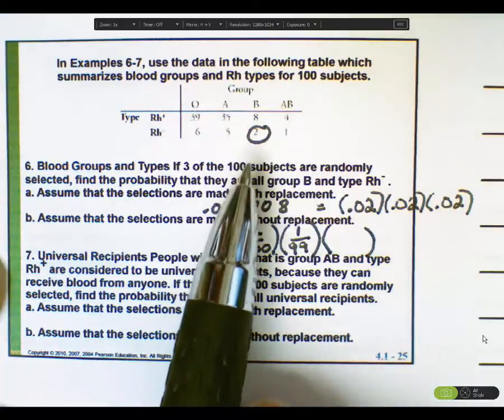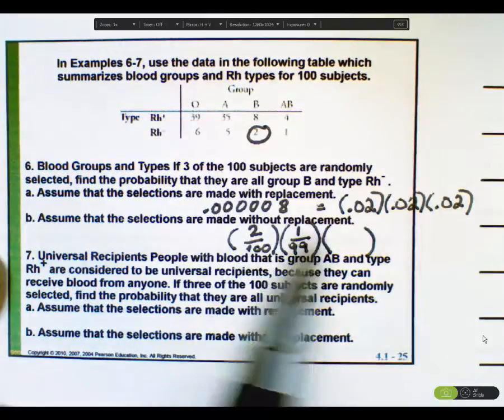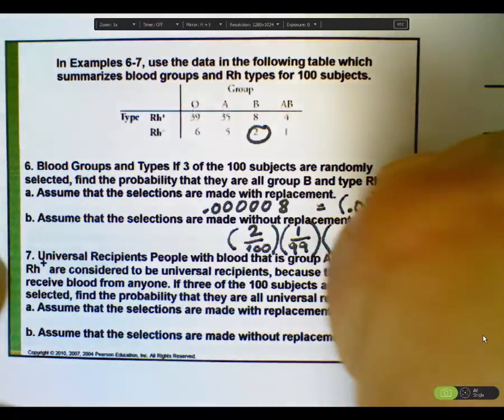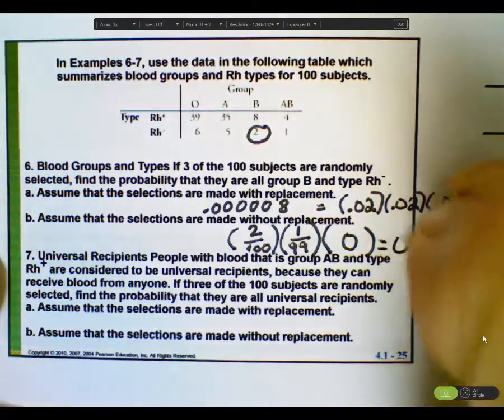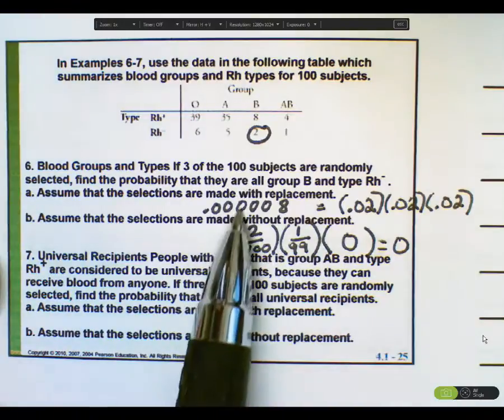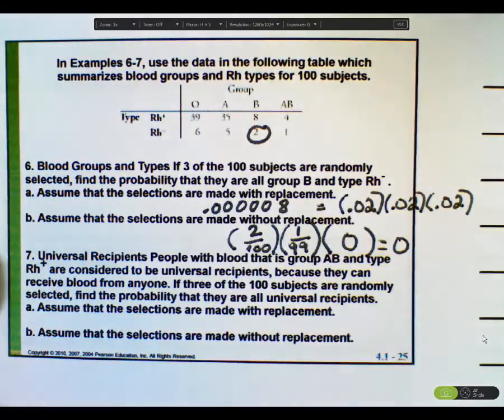There were only 2 in the hat to begin with. I drew out one and didn't put him back. I drew out the other and didn't put him back. There's no chance of that third person still being group B and RH negative. So without replacement, the probability of that happening is 0. Even with replacement, it's very, very low, but without replacement, that's impossible to happen.